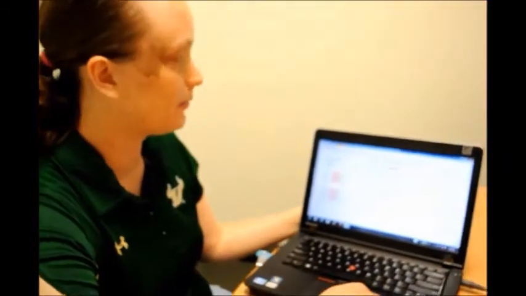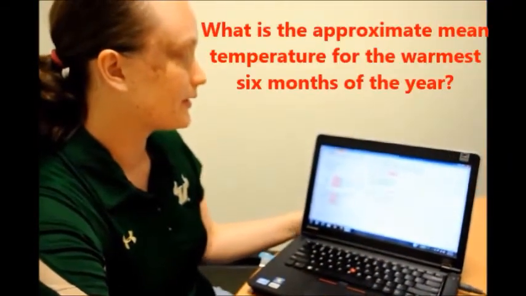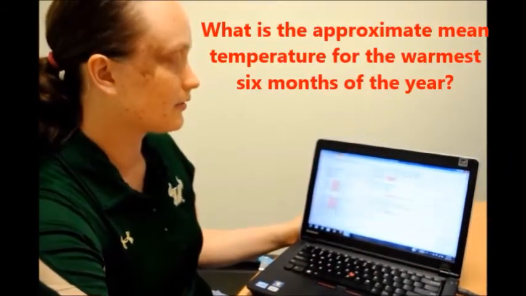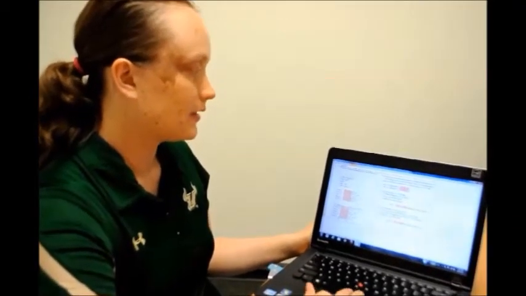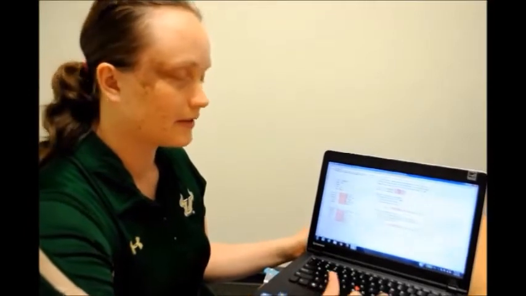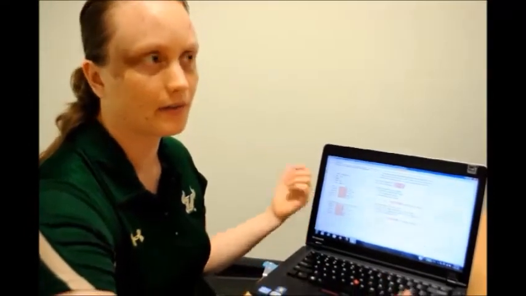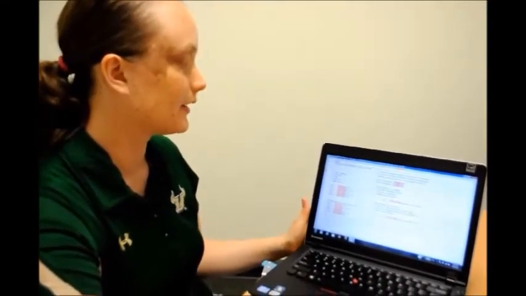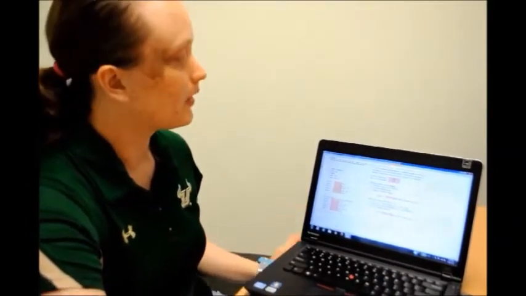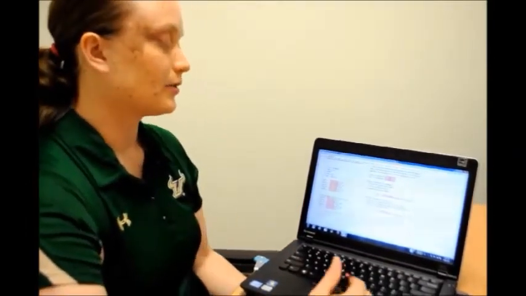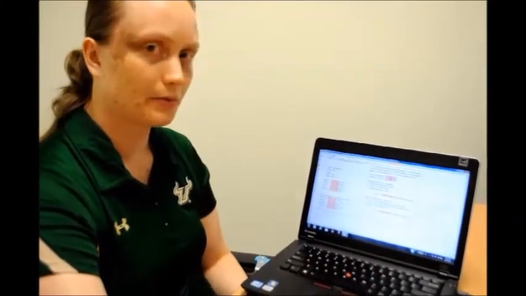And input number 3 for the user is, what is the approximate mean temperature during the warmest 6 months of the year where the digester will be built? So your answer, it has to be in Celsius, and you can base it upon looking up weather data for the area, or it could just be approximate. So I chose 35 for the warm temperature.